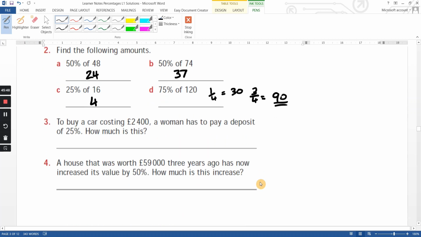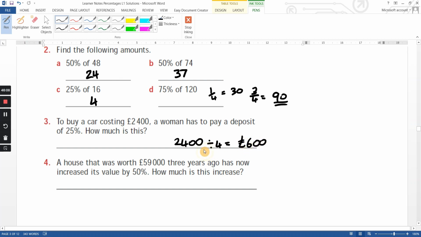And number 3, to buy a car costing £2,400, a woman has to pay a deposit of 25%. How much is this? So 25% is the same as a quarter. So you can do divided by 4. It goes into it 6 times. With 2 zeros, should be £600.